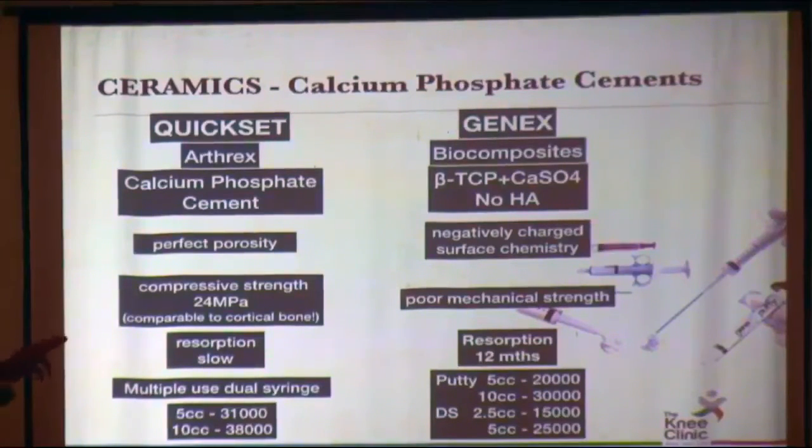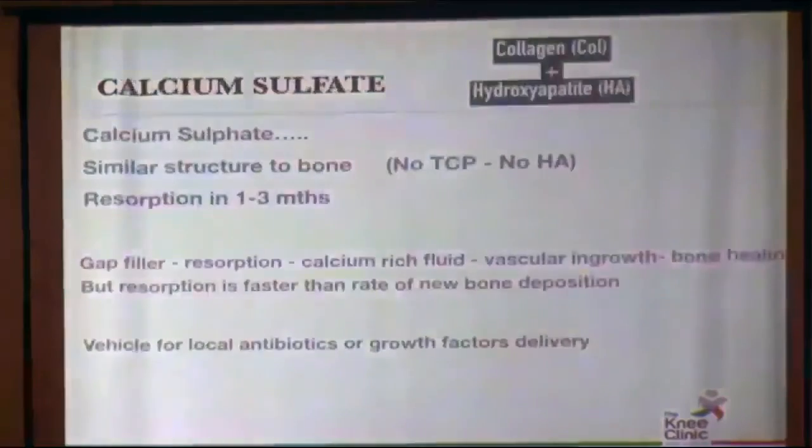Genex, meanwhile, is not only calcium phosphate going on to nanocrystalline HA. In fact, the other way around, they say they don't have HA in it at all. It's a combination of calcium sulfate and TCP, and it resorbs. So it's the only putty that resorbs. Again, the costs have been listed there.